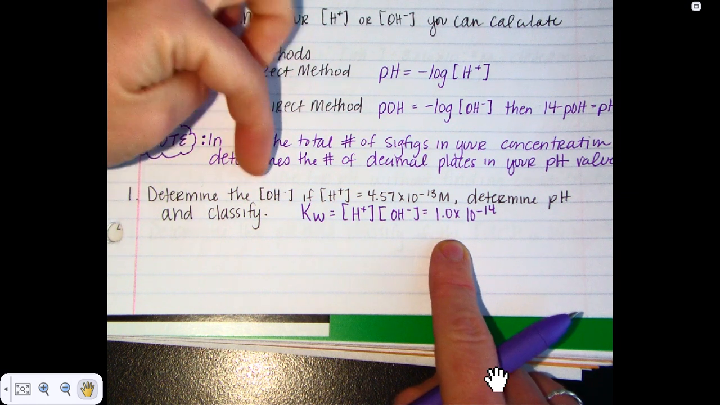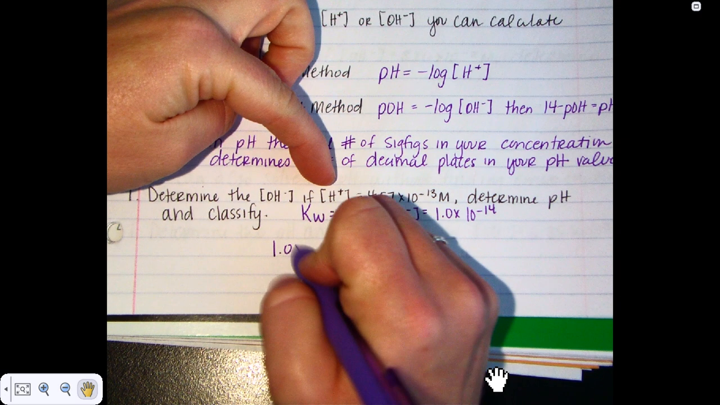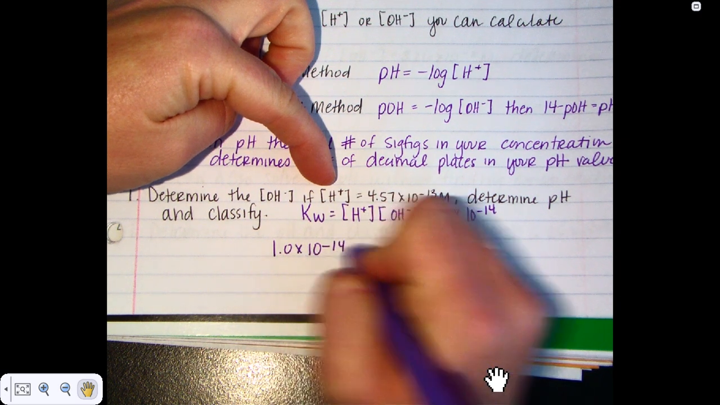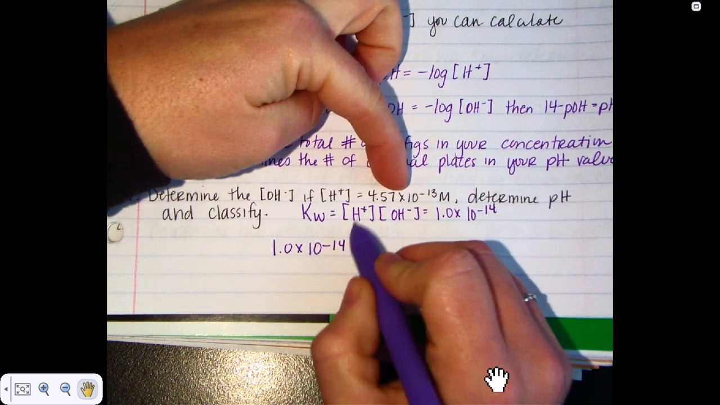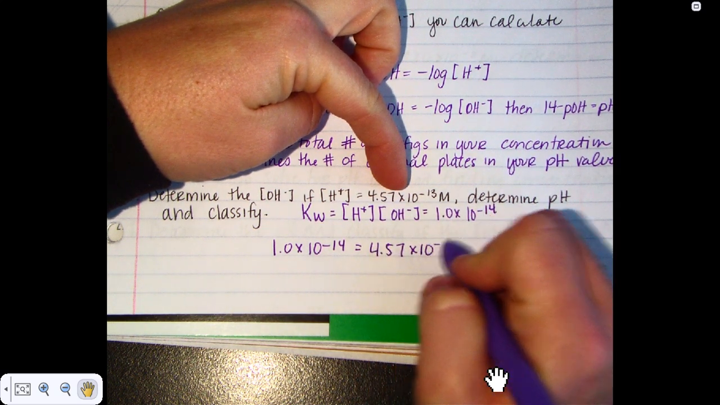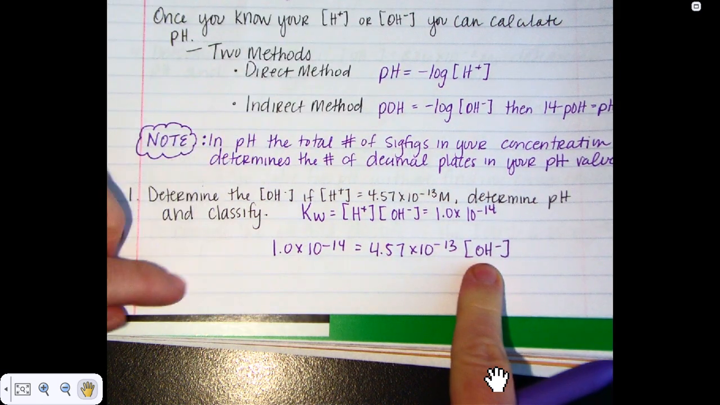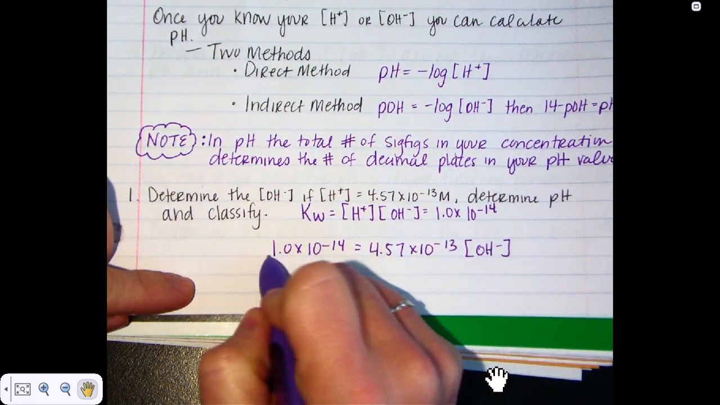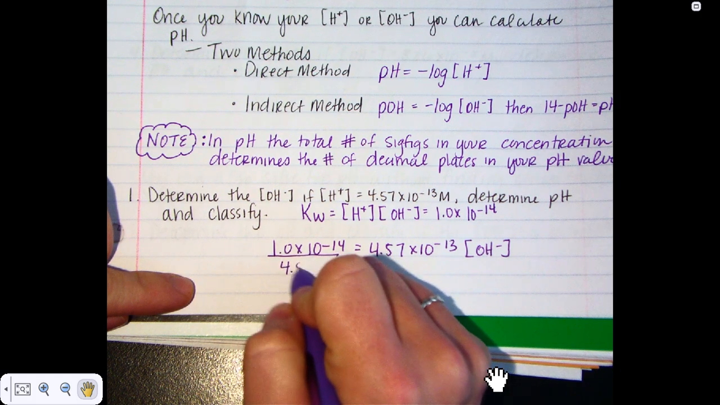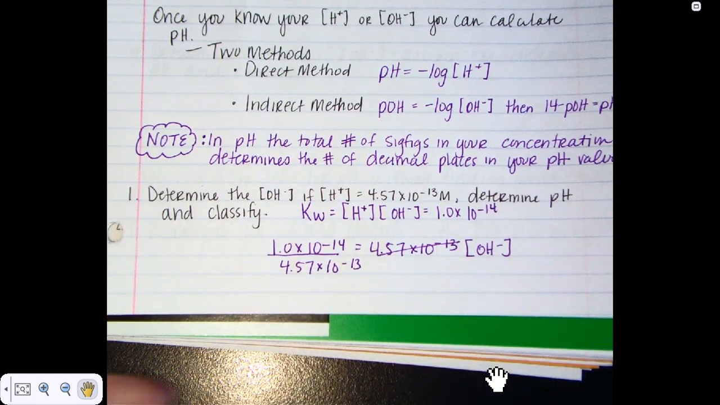So I'm looking for the OH. I have the H plus. So 1.0 times 10 to the minus 14 is equal to, I'm going to plug in my H plus, 4.57 times 10 to the minus 13th times the OH minus. So to find the OH, I'm going to divide across by 4.57 times 10 to the minus 13. That's going to get it off that side.